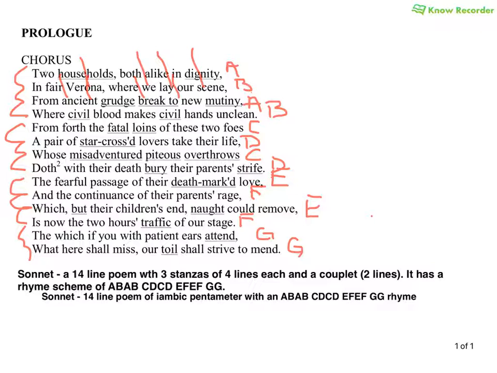The next 4-line stanza describes the young lovers and their dilemma. They have this death-marked love. And this death-marked love is really there because we have this ancient grudge that's breaking to new mutiny. The ancient grudge is between the Capulets and the Montagues. Why in the world is there a new mutiny, a new problem? Well, young Capulet and young Montague have found themselves in love. Now, love could always end a feud, but in this case, it's just going to end up enraging everyone.